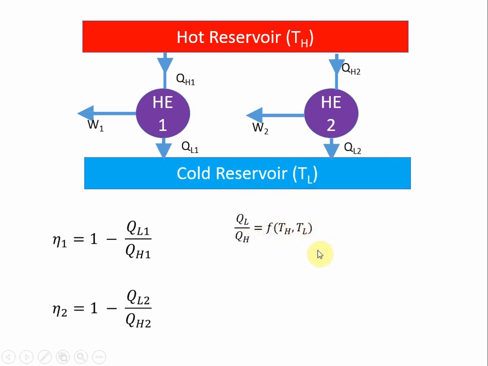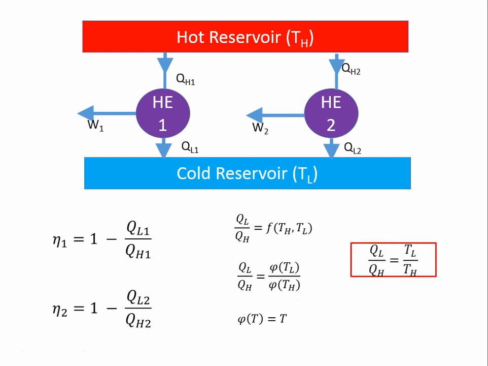We can show that, although I'm not going to derive it here, this function further simplifies to a ratio of a function of temperature TL and a function of temperature TH. Lord Kelvin proposed the function is simply the temperature in the absolute temperature scale, that is, the Kelvin scale. Therefore, we get the result QL over QH is equal to TL over TH when temperatures TL and TH are expressed in kelvins. This result is very important for us.